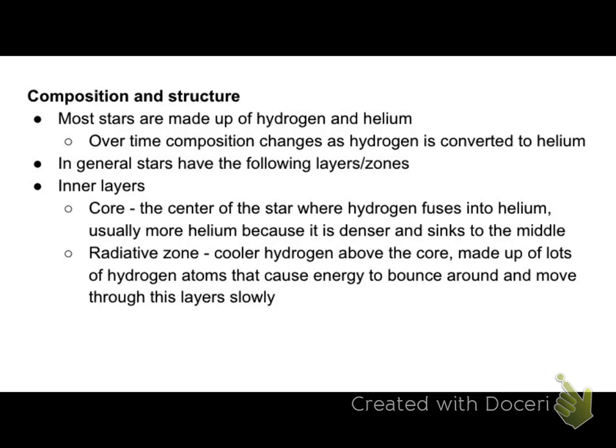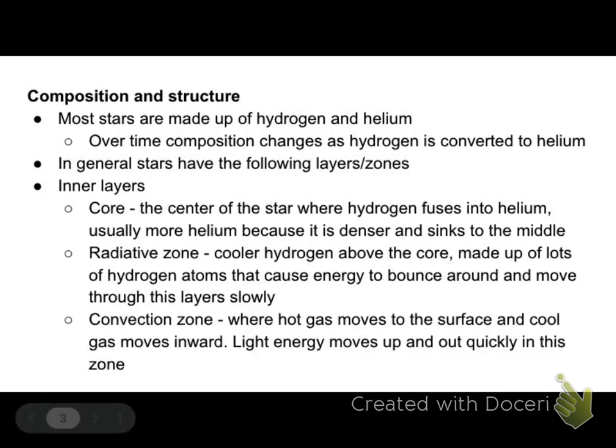And then the last of the inner layers is called the convection zone. This is just above the radiative zone, and hot gases here move to the surface. So hot hydrogen from the inside is moving to the surface because it's less dense, so it's rising. And cool hydrogen from the surface is moving inward because it's more dense, so it's sinking down in. And in the convection zone, light energy and heat energy are able to move up and out quickly because there's fewer hydrogen molecules.